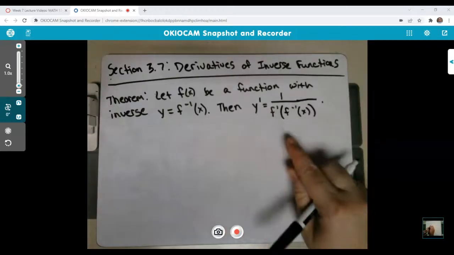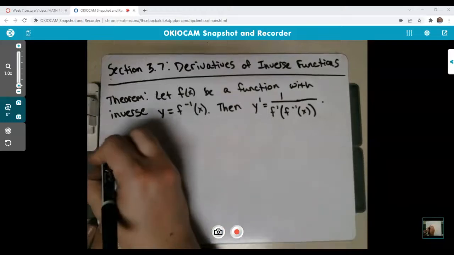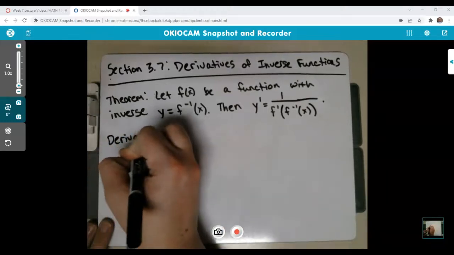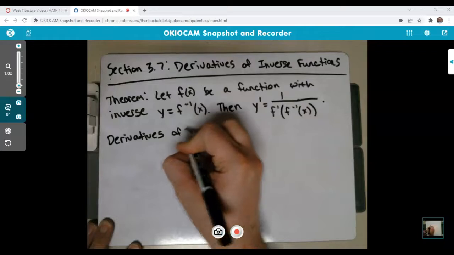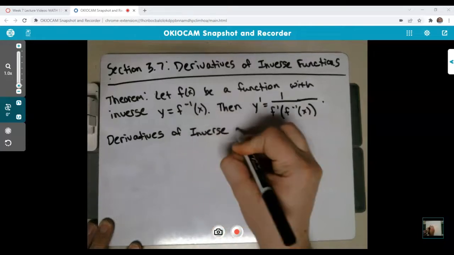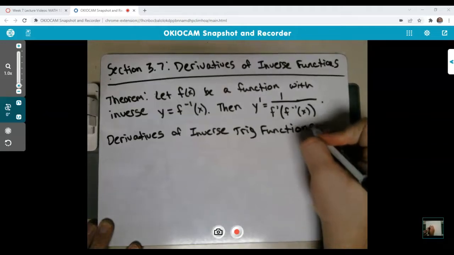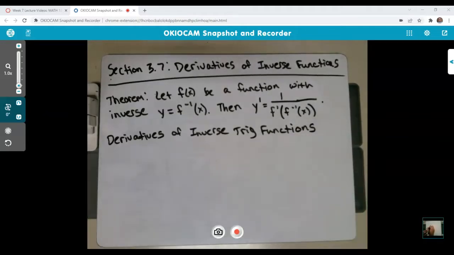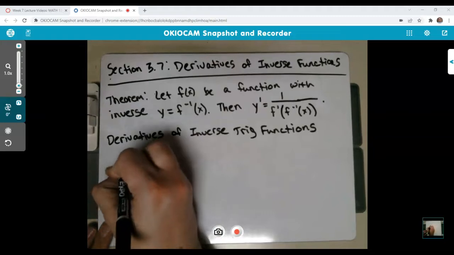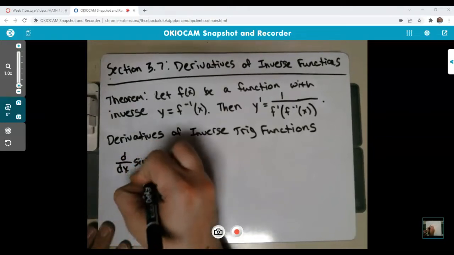So the way we are going to use this in this class is going to be finding the derivatives of inverse trig functions. We're going to do this kind of like how we did it whenever we talked about the derivatives of just trig stuff. I'm going to work out what the sine is, and then everything else just follows from that, okay? So let's find the derivative of inverse sine of x.